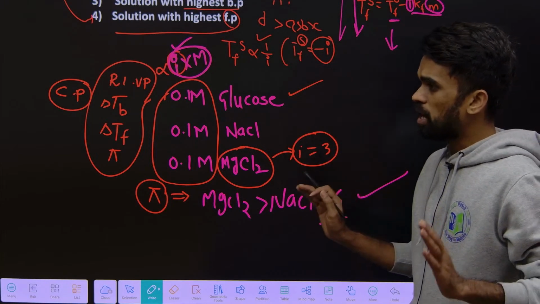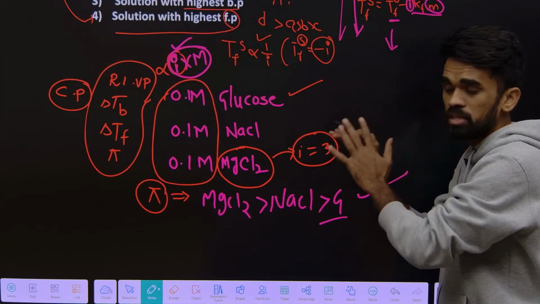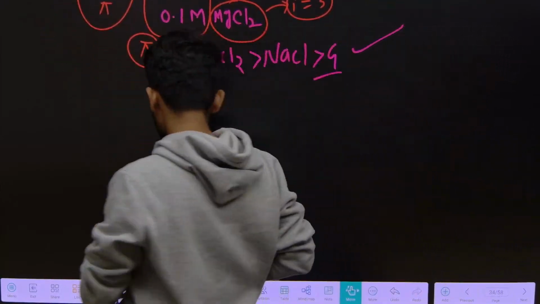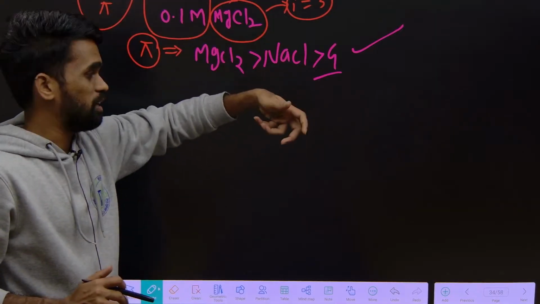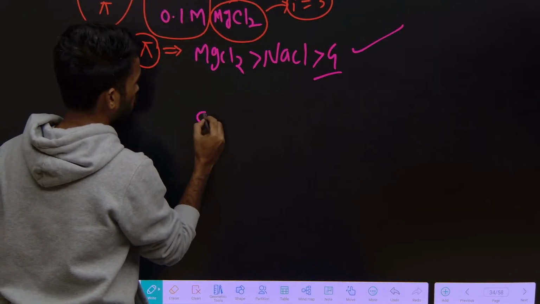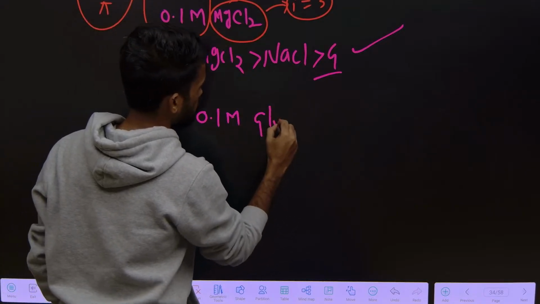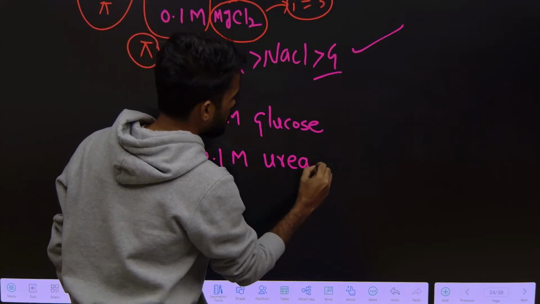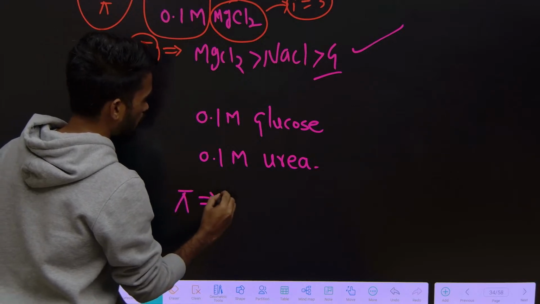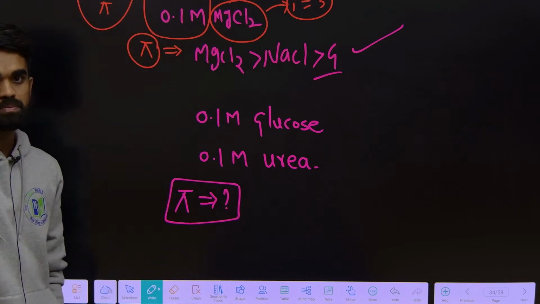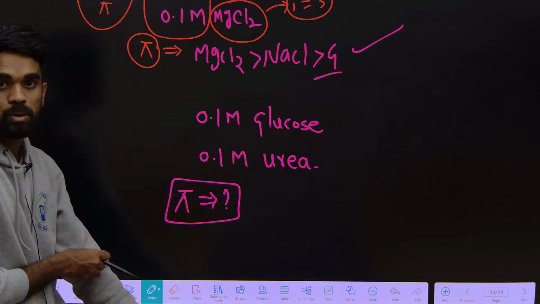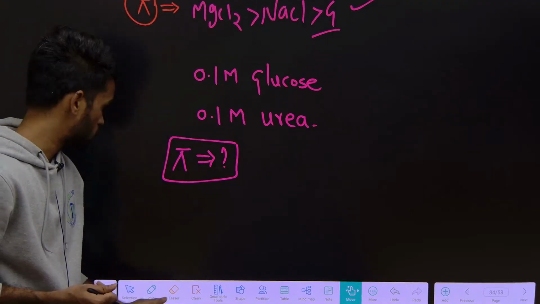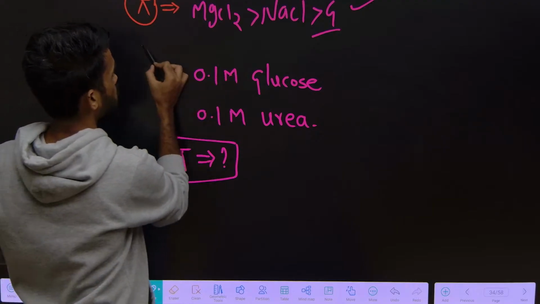This could be the way of understanding and applying the knowledge on osmotic pressure, or whatever the colligative property might be. Okay. Now I will ask you the same question in a different manner. See what I am giving you: 0.1 molar glucose and 0.1 molar urea. So tell me which will have the greater pi value, the order of pi in this case. Pi means osmotic pressure, and it is applicable for all colligative properties. So the concept you can generalize to all the remaining colligative properties also. Now tell me which has more osmotic pressure out of these two.